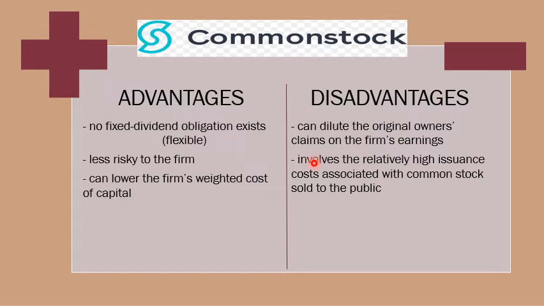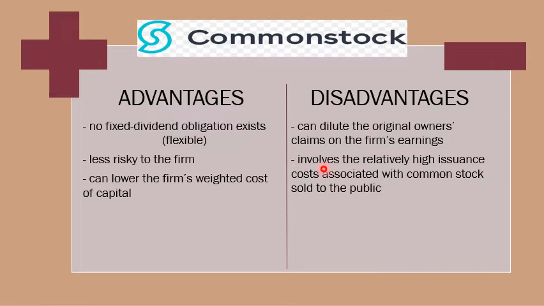So for the disadvantages, it can dilute the original owners' claims on the firm's earnings. As I've mentioned earlier, if you want to maintain a 20% ownership of the company to gain significant influence, then in every new issuance of shares, you will be entitled to the preemptive rights. But in order to maintain that, you need to keep buying whenever there are newly issued shares, equal to 20%. Because if not, it will decrease your percentage ownership. So it can dilute your claims.